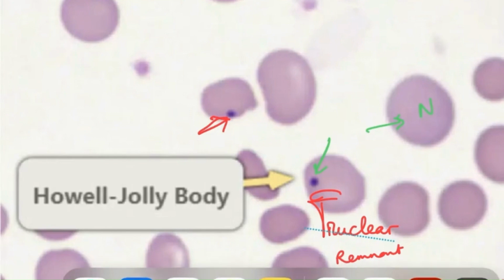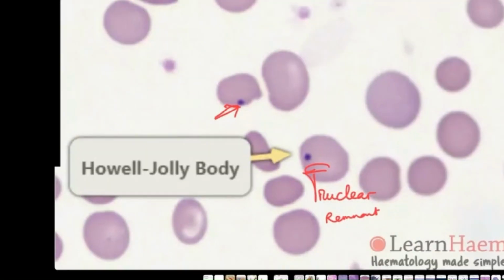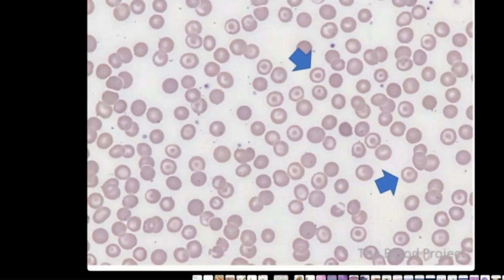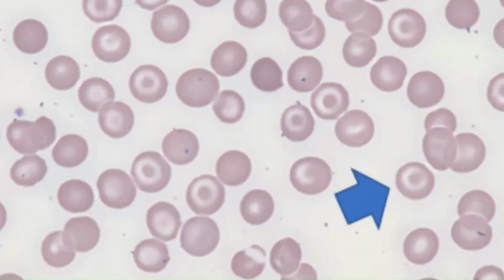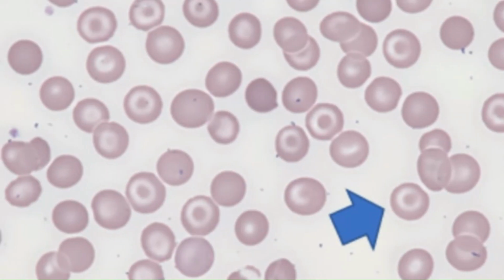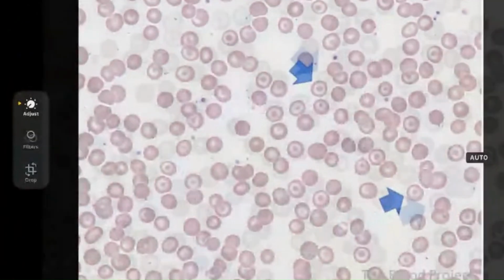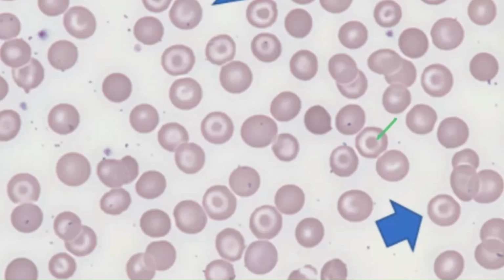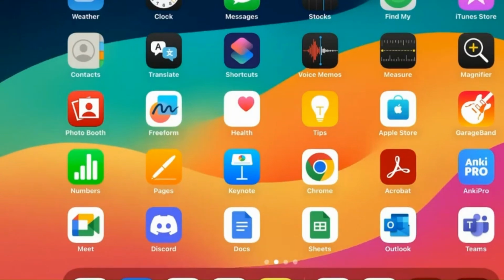The other finding is target cells. So when you have target cells, this is the target cell. This is the target cell, all right? Okay, very good. So that's something you need to remember there.